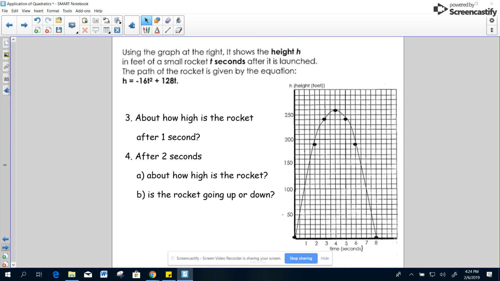Continuing on with the same problem, we would like to answer questions 3 and 4. We would like to know roughly how high is the rocket after 1 second? How high would the rocket be after 2 seconds? Please pause the video, allow students to use the graph or the equation to find their answers.